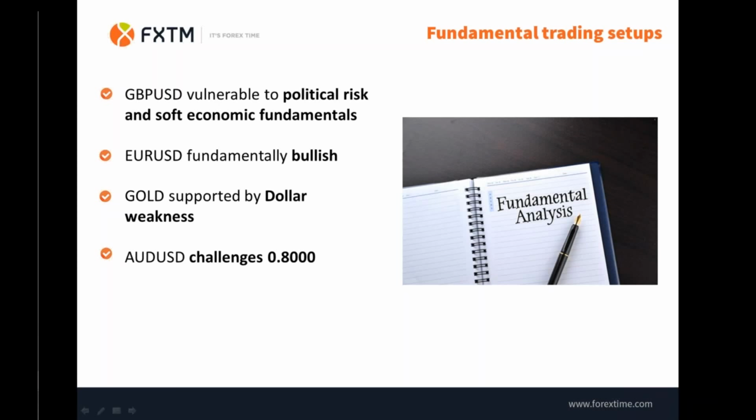Looking at the euro dollar, I remain fundamentally bullish on the euro dollar. The euro buying sentiment remains firm based on the European Central Bank's hawkish tone and market expectations of QE potentially ending by the end of 2018. The dollar remains bearish because of political risk in the United States and low inflation concerns. Looking at gold, gold is likely to remain supported by dollar weakness. And finally, the Australian dollar should continue challenging the 0.80 resistance level.